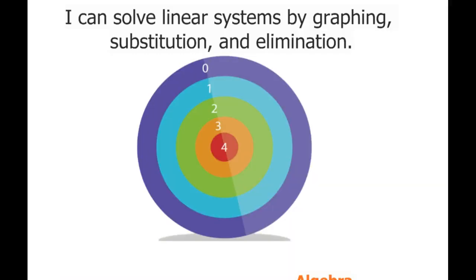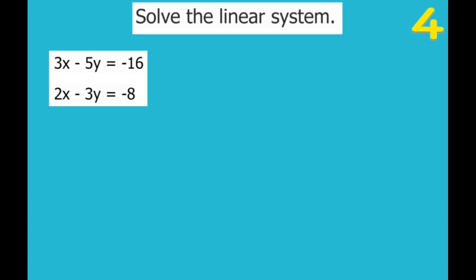Alright, I believe this is our last question. Yep. We need to think, what can we multiply one or both of these equations by so we can eliminate? Remember, we're trying to get rid of either the x's or the y's. Now, both the x's are positive and both the y's are negative, so it doesn't really matter. The x's are both smaller numbers, 2 and 3 instead of 3 and 5. I can't multiply anything by 2 to get 3, can't multiply anything by 3 to get 5.